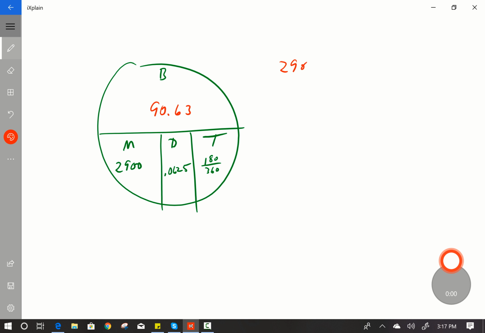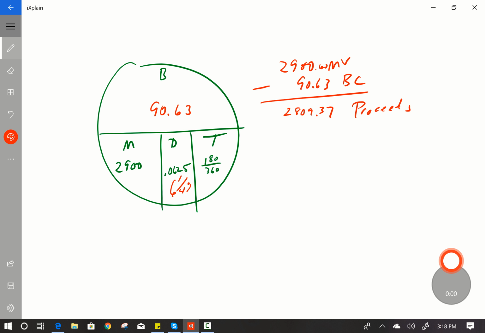Okay, I am going to subtract the bank charge of $90.63 from the maturity value to give us the proceeds of $2,809.37. Okay, our rate is 6.25%. Actually, the effective rate or the real rate is a little bit higher than that. How do you know? Well, we're subtracting out the bank charge immediately and then giving the proceeds immediately to the one who originated the note. So therefore the effective rate is not 6.25%. The true rate is always just a little bit higher.